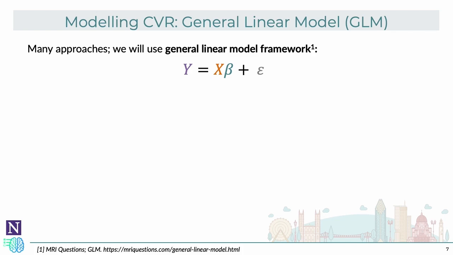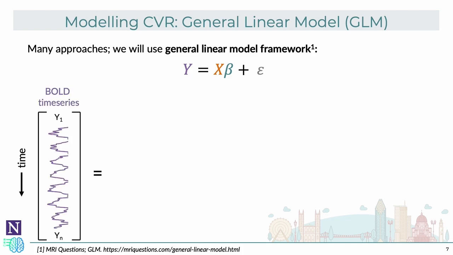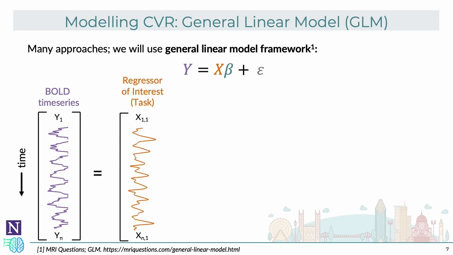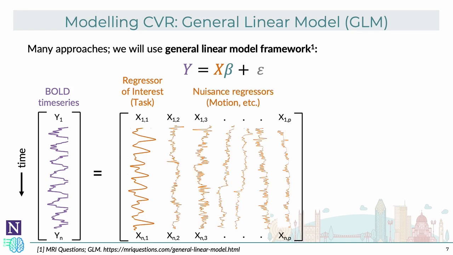In this case, we have the BOLD time series for a given voxel as our dependent variable, and we model this time series with a regressor of interest to explain our task, and nuisance regressors such as motion or drift. Then we estimate the amplitude of each of these regressors, and we have associated error terms with these estimates.